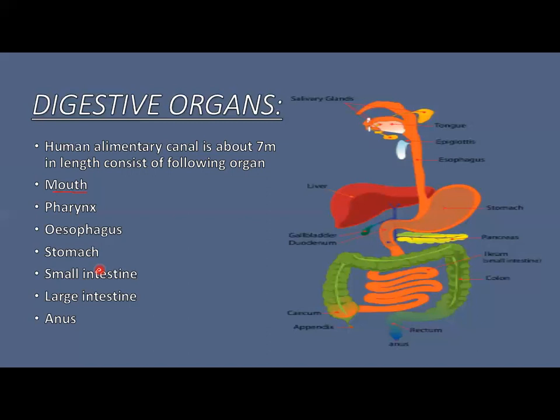The human alimentary canal is the part of our body where digestion occurs, so this is called a digestive organ. Why a digestive organ? Because it helps in the process of digestion.